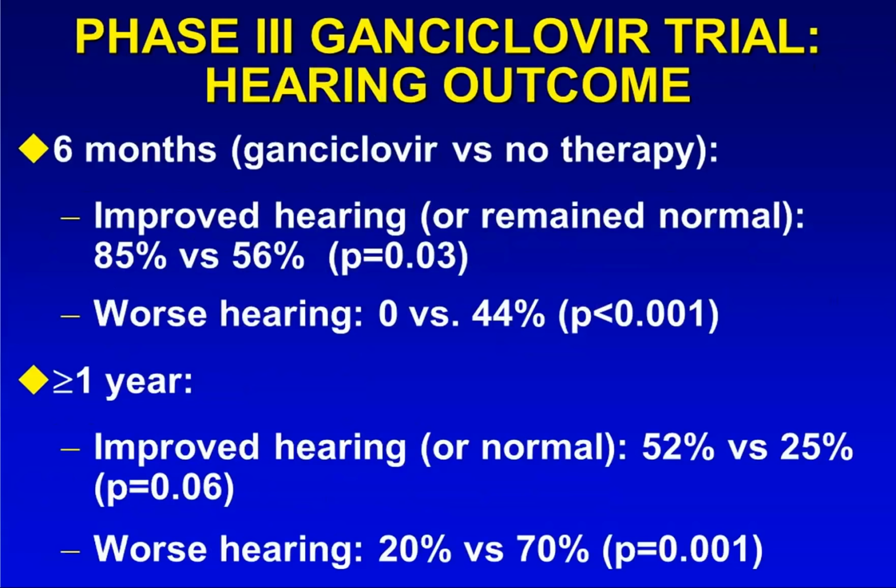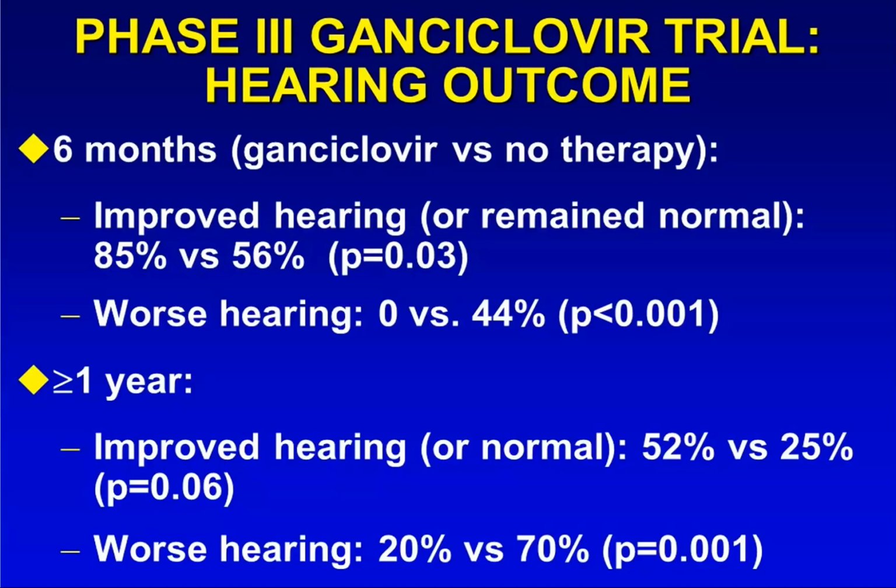And very importantly, at 6 months, none of them had worse hearing versus 44% in the no therapy group. So you see how hearing loss secondary to CMV can progress. And at a year of age, 52% had improved hearing or remained normal versus 25% in the no therapy group. And again, there was less worse hearing in the treated group.